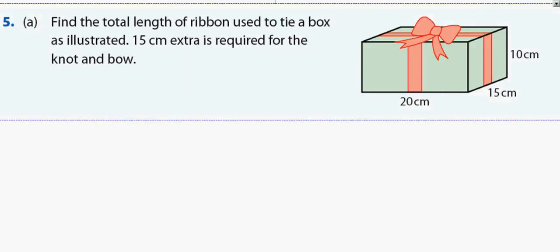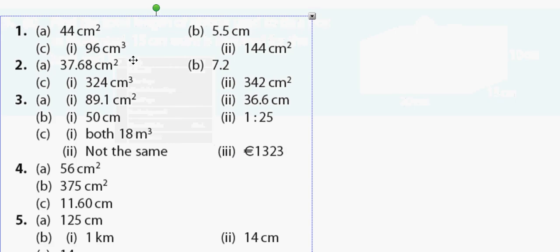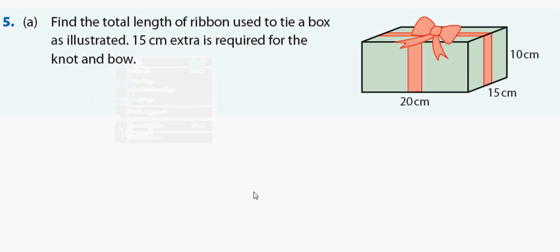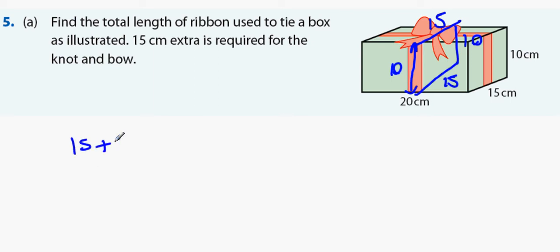Now this question here: find the total length of ribbon used to tie a box illustrated. 15 centimeters extra required to knot and bow. So first thing you need to do is pick out one of them. We'll start with this one here. It goes up 10 centimeters. It goes underneath by 15. On the other side, it goes up another 10. And then it goes across another 15. So we need to calculate how much ribbon was used in total. So we've got 15 plus 10 plus 15 plus 10, and that's going to be 50 centimeters for this ribbon going in this direction.